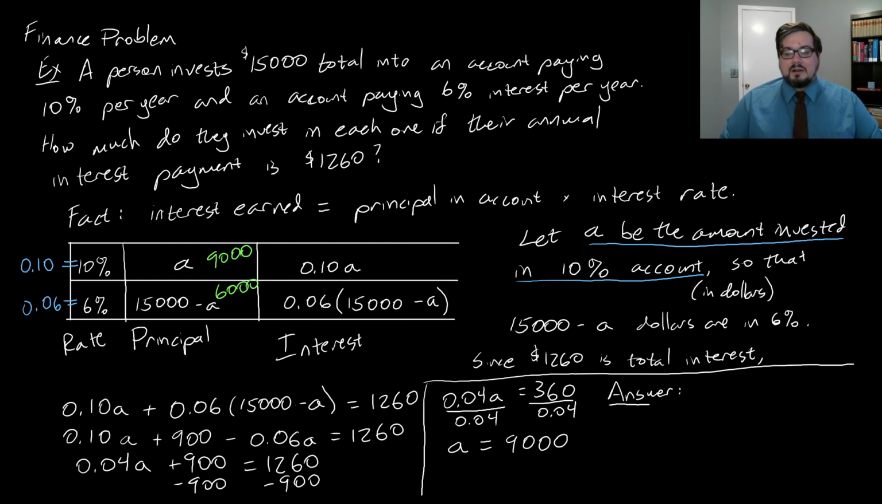So we have our answer now. We have that $9,000 is invested in the 10% account and $6,000 is invested in the 6% account.